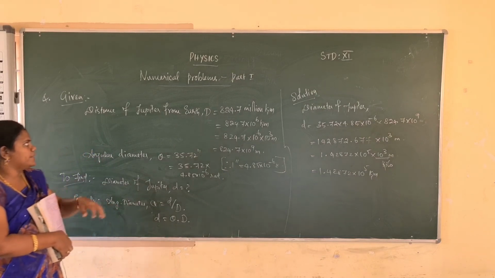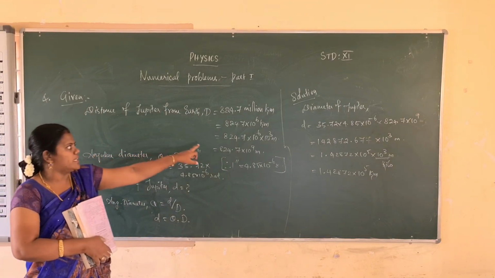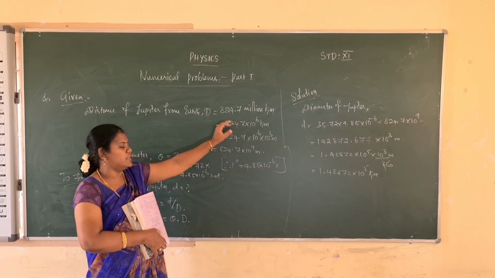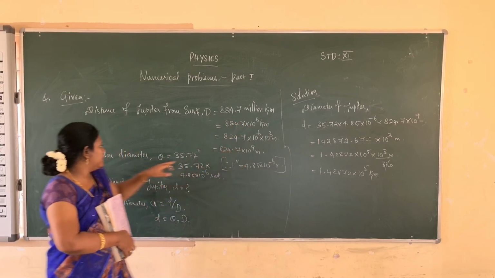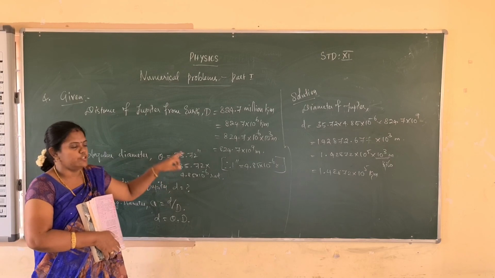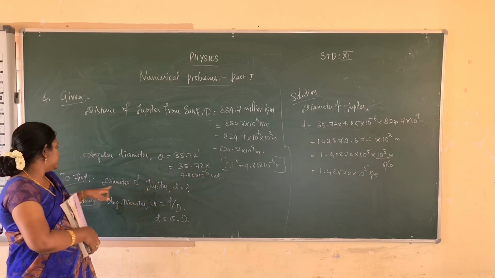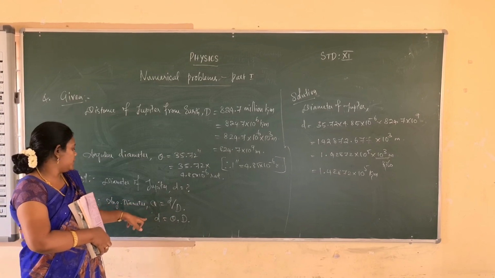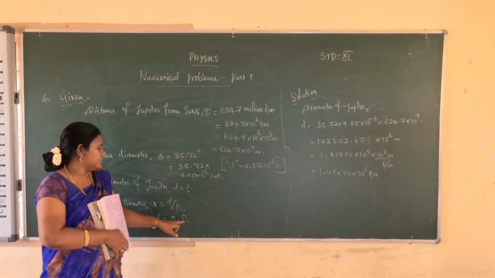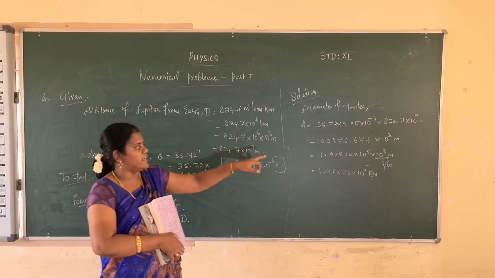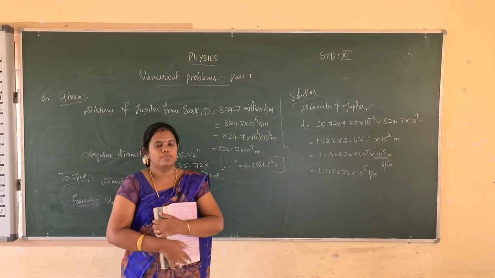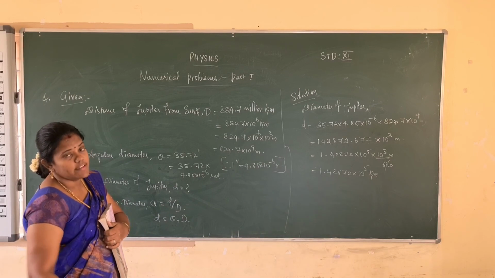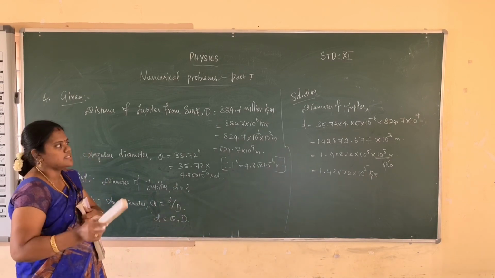How did we solve that? First, the distance of Jupiter from the earth was taken, given in million kilometer, and it was converted into meter. Then the angular diameter was given, and it was converted into radian. Then we found the diameter of Jupiter. The formula is d is equal to theta into D. Substitute the theta value and D value, and it is converted into kilometer form. This is the fourth problem, and we solved the 4 exercise problems in this session.